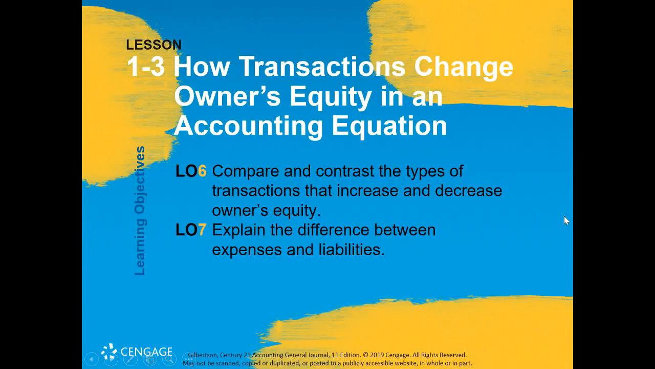Okay, welcome to the lecture on lesson 1.3, how transactions change owner's equity in the accounting equation. Last lesson we introduced transactions, but none of them changed owner's equity. All of these today will have some effect on the owner's equity account. So we're going to lesson objective 6: compare and contrast the types of transactions that increase and decrease owner's equity, and explain the difference between liabilities and expenses.